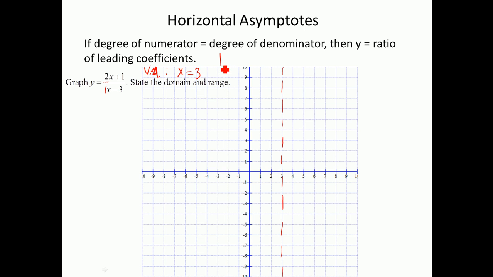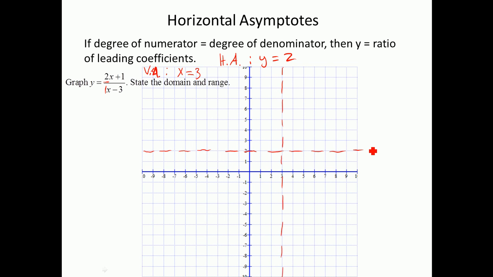So I'll just put that, our horizontal asymptote is just going to be y equals 2. And I'll draw that, which is going to be here, like so. And since we have both of those things going on, that's what we're going to base our graph off of.